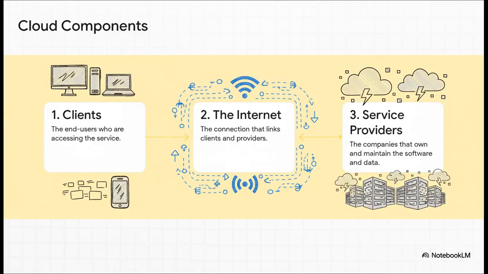And this is pretty much how it works. It really breaks down into three essential parts. First, there's you, the client. Second, there's the internet, which is the pipe connecting everything. And third, you've got the service providers. Those are the companies that own and operate those massive data centers, those digital warehouses that store all the data and run all the software for us.